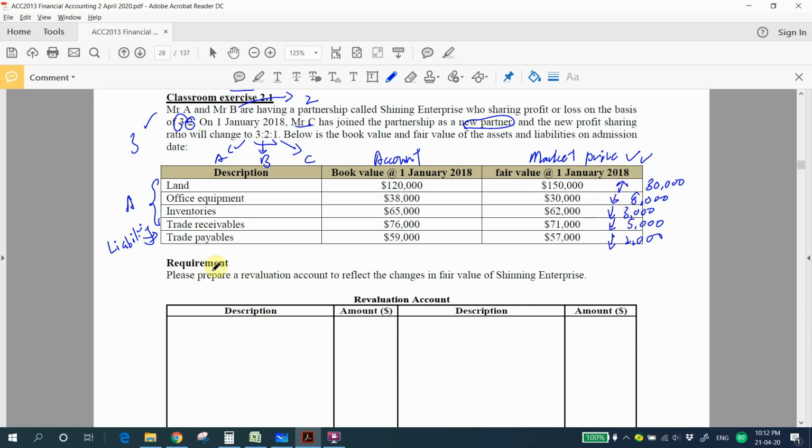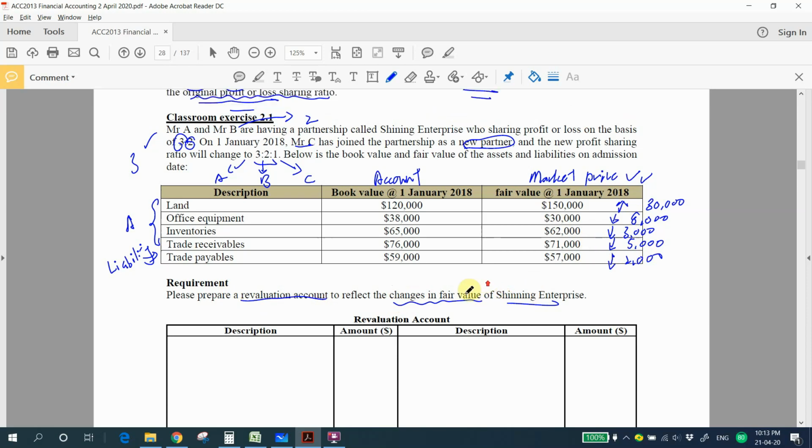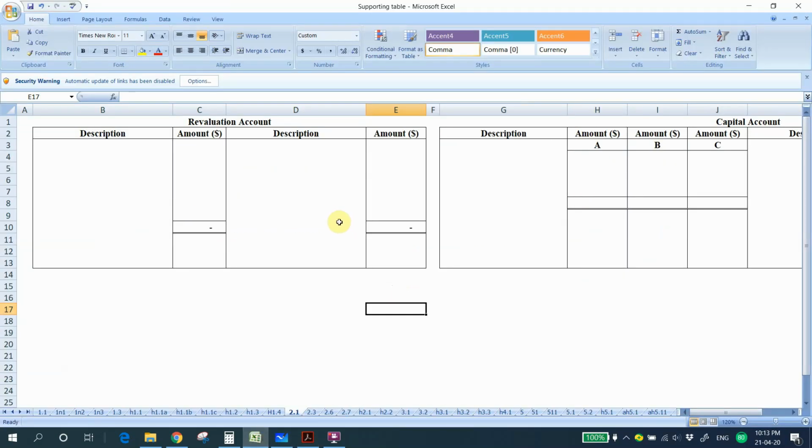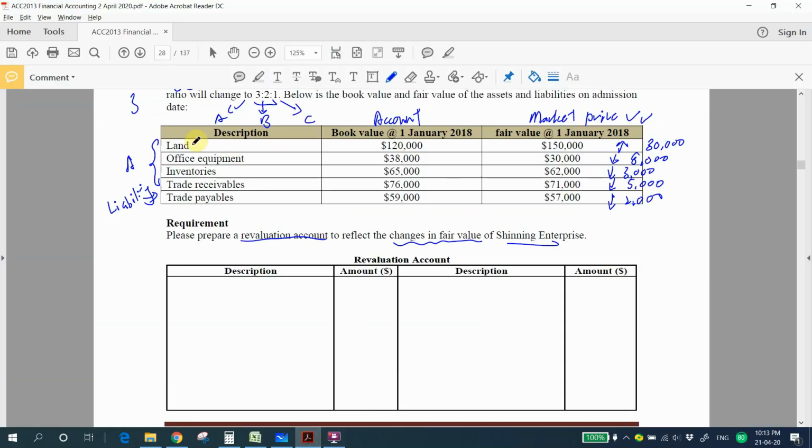So the requirement, we have to prepare a revaluation account to reflect the changes in the fair value of Shining Enterprise. So to have a better presentation, I will key in the data in an Excel file. So let's record the first one, land. The land value increased by 30,000.